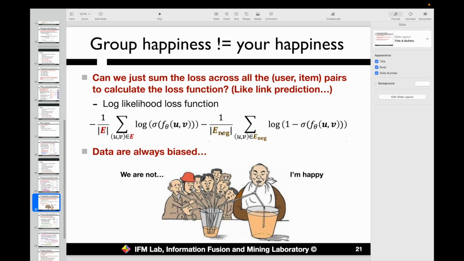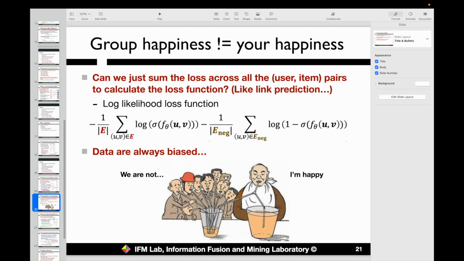We may have some users who are very active. In other words, these users will have either purchased lots of products or rated lots of products as well. And if we define the loss function in this way, in other words, we treat all the user item pairs equally. However, for some of the active users, we have lots of pairs associated with them, right? Then if we define the loss function in this way, we want to ensure these active users will be very happy, because a majority of the instances will be biased toward these active users.